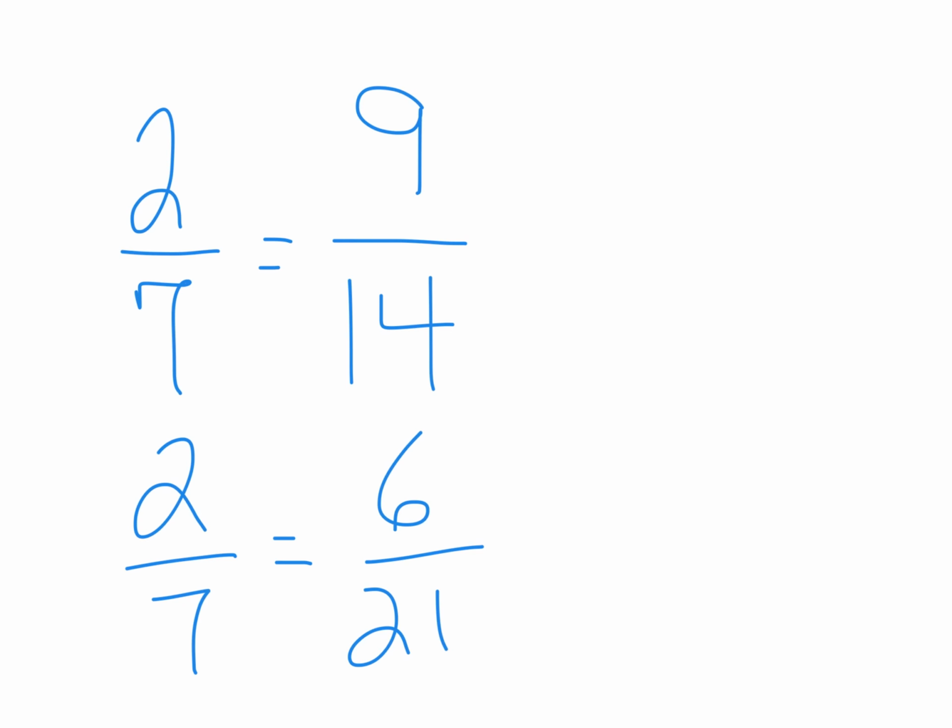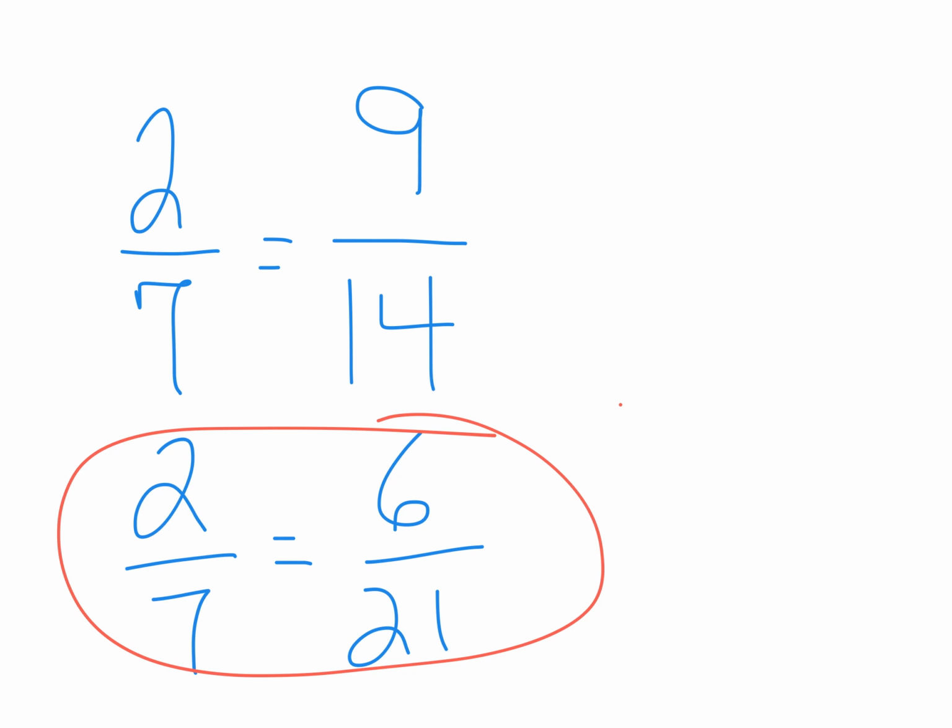Which set of fractions are equal to each other? I'm hoping you guessed 2/7 and 6/21. The giant 1 that was used was 3 over 3. Since these two ratios are equal, they form a proportion. A proportion is just when two fractions are equal to each other, or you could say two ratios are equal to each other.